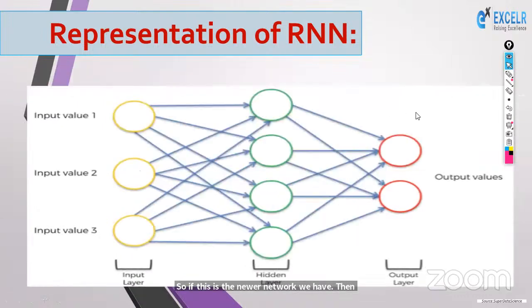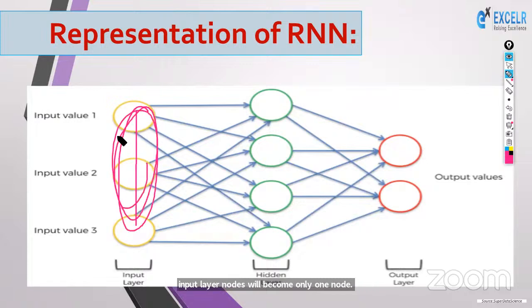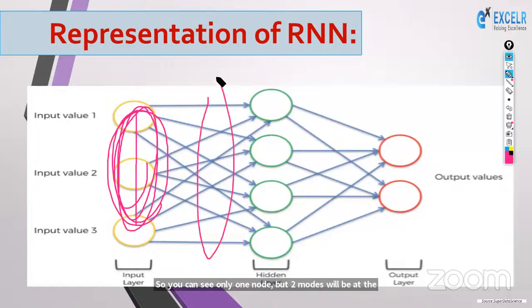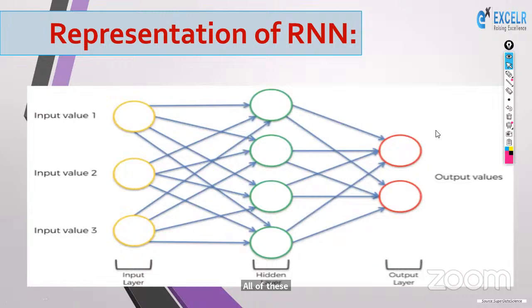So if this is the neural network we have, then follow a couple of steps. First of all, just squeeze this network layer by layer. If you squeeze this network, all of these 3 input layer nodes will become only one node, right? It's not that there is only one node. All the other nodes are at the back side of this node. So you can see only one node, but 2 nodes will be at the back side. And then try to squeeze all of these nodes as a single node, and these 2 nodes as a single node. Let me show you what that means.